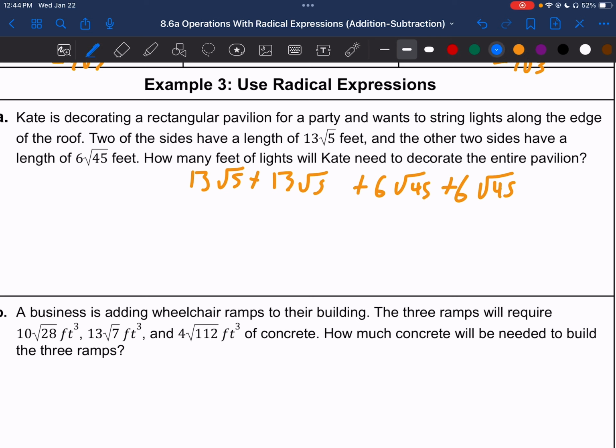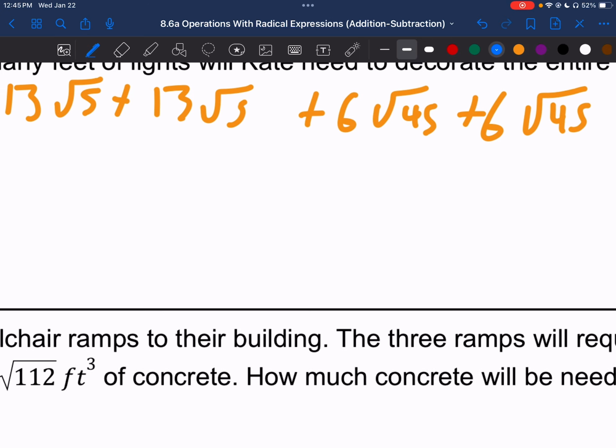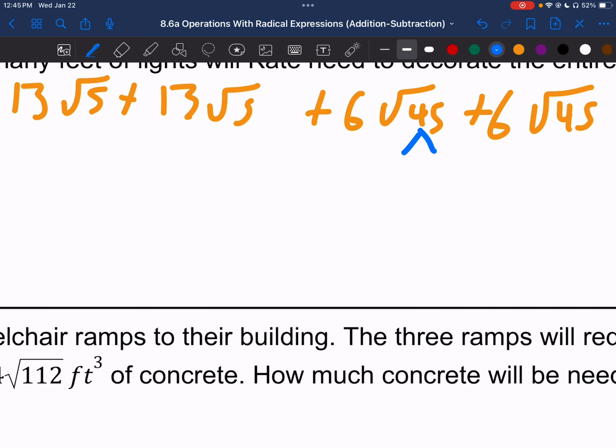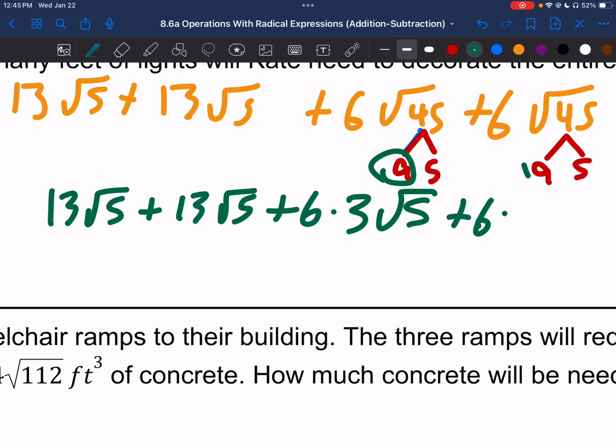All right. Well, let's simplify these, shall we? The root 45s, that's going to give us a 9 and 5. And we can simplify that. So we've got 13 root 5 plus 13 root 5 plus 6 times 3 when we take the square root of 9, root 5, plus 6 times 3 root 5.